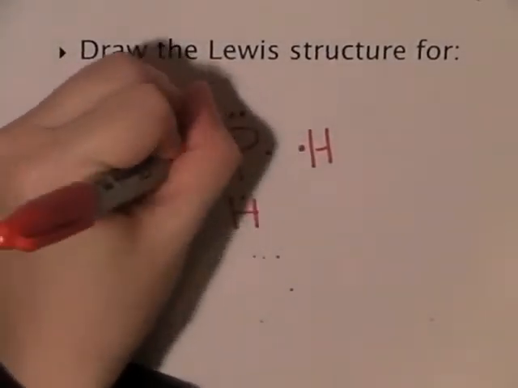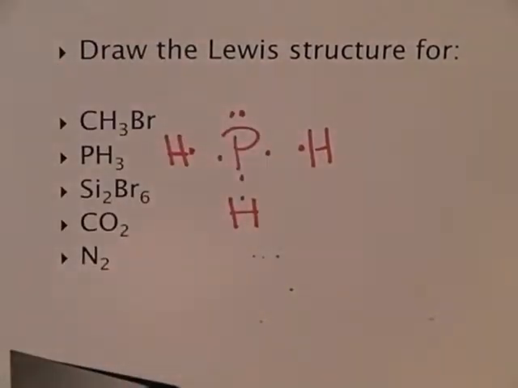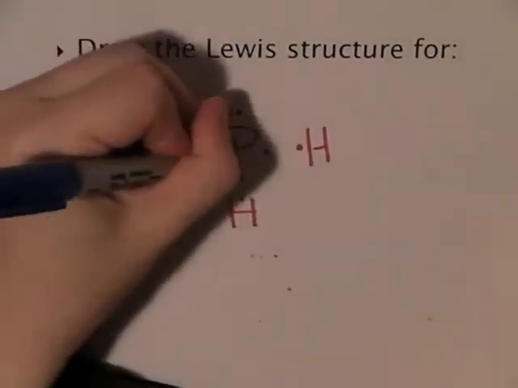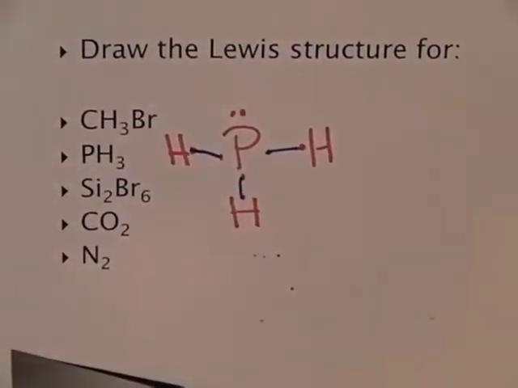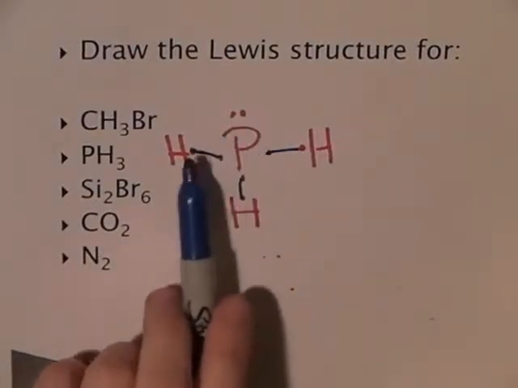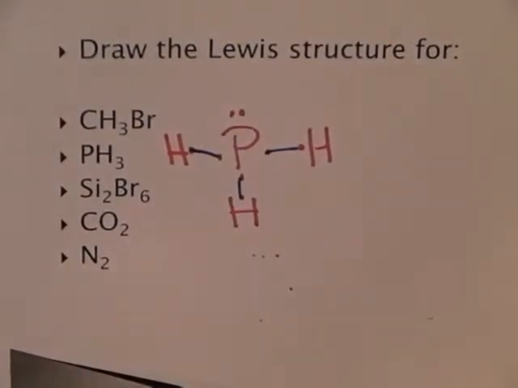Each hydrogen has its 1 valence electron. And again, very simple. Connect the dots. Phosphorus is going to bond with each hydrogen. PH3. Phosphorus is in the center. Each hydrogen is bonded to the phosphorus. You've got 1 lone pair and 3 bonds to the phosphorus. Each hydrogen has 1 bond. Perfect.